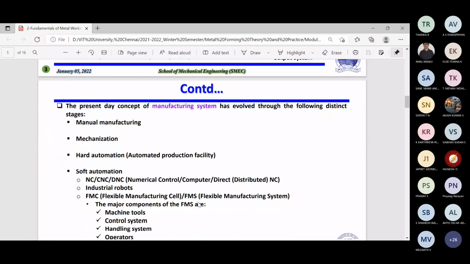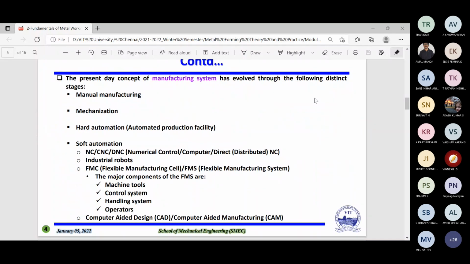So now the present-day concept of manufacturing system has evolved through the following distinct stages, because we are going through the 20th century, or maybe now towards the 30th century. So what are we considering or thinking? One is manual manufacturing, whatever we are doing. Maybe 2 days back, I was looking on YouTube at how the aluminum bucket, or the soft material bucket, is prepared manually. If you go to YouTube, you will find they are doing it very beautifully, but they are not following safety processes, because these are old times.